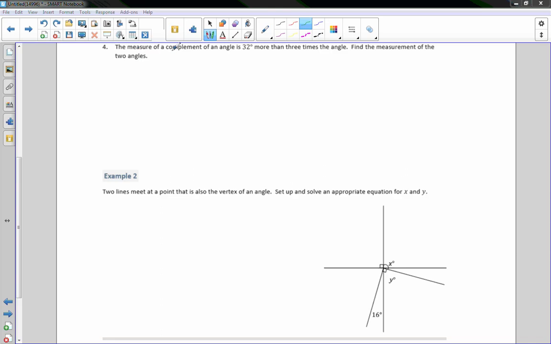Okay, next problem. The measure of a complement. Right there, complement means adds up to 90 degrees. Of an angle is 32 more than 3 times the angle. So the angle is x, plus, and then we're going to do 32 more than 3 times that angle. So it's going to be 3x plus 32 degrees equals 90 degrees.